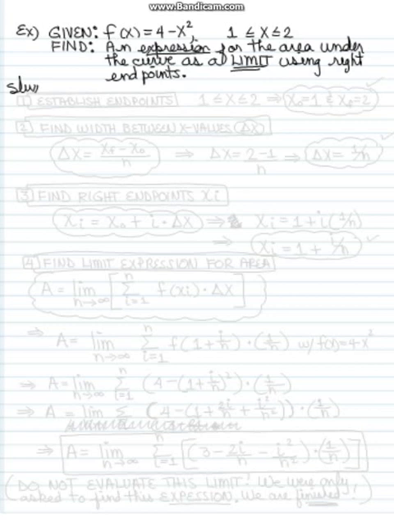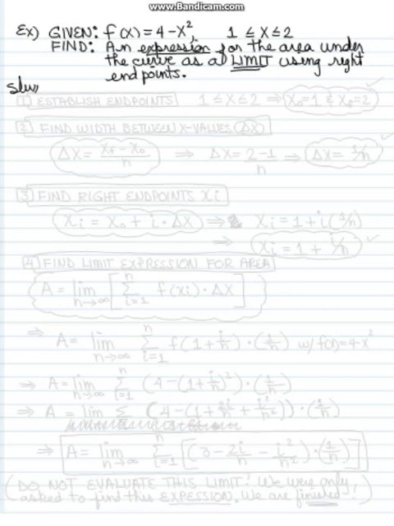Now we're going to take you through a process of actually finding an expression for the area under the curve using a limit and using the right endpoints. We're given f of x equals 4 minus x squared, and we're restricting our domain from 1 to 2. We're asked to find an expression for the area under the curve as a limit using right endpoints.